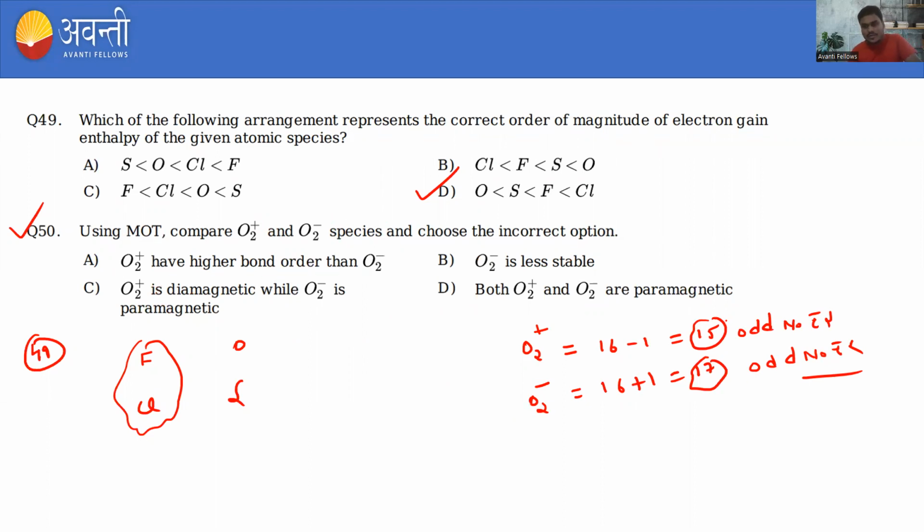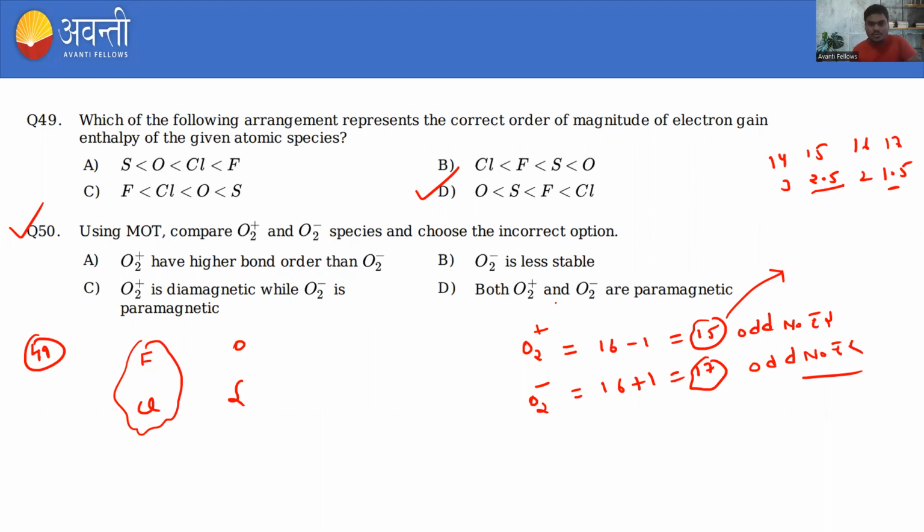Let me calculate the bond order. We have a trick to calculate the bond order. We know for 14 electrons the bond order is 3, and for 15 the bond order is 2.5. For 16 we have a bond order of 2, and for 17 we have a bond order of 1.5. So we have 15 and 17. The 15 has bond order 2.5 and 17 has 1.5. So O2 plus has the higher bond order. Yes, this is correct. O2 negative is less stable.